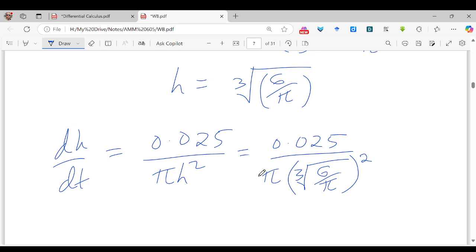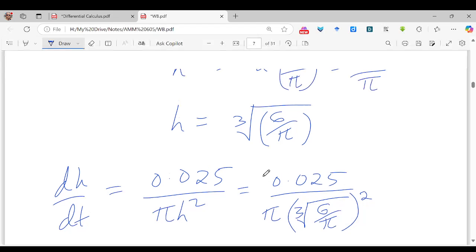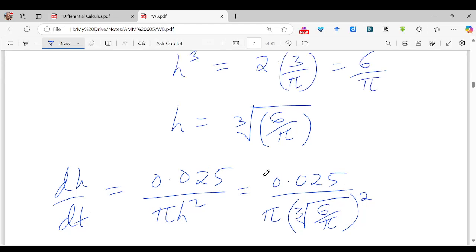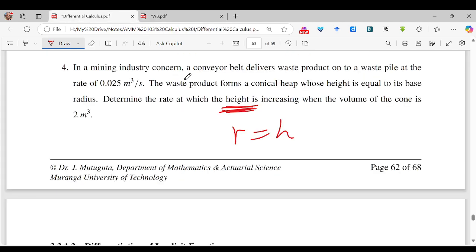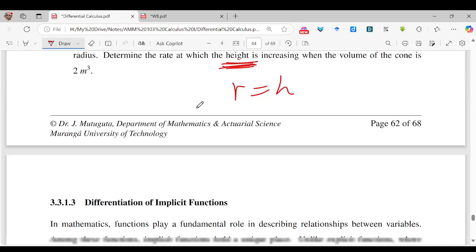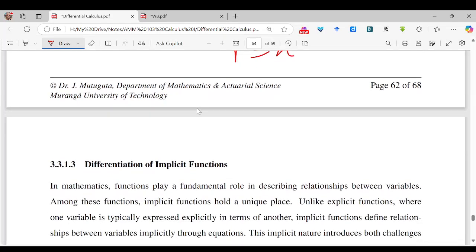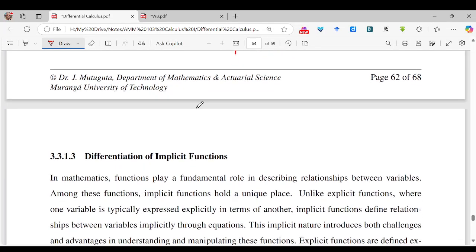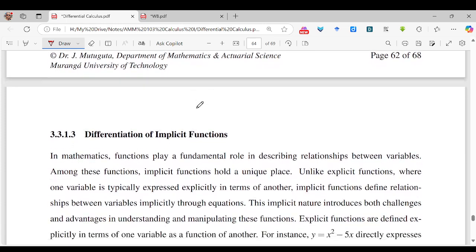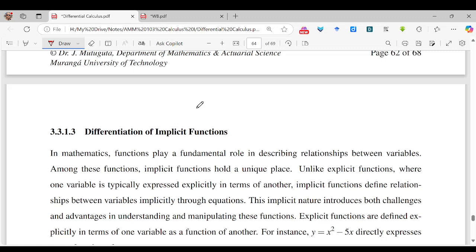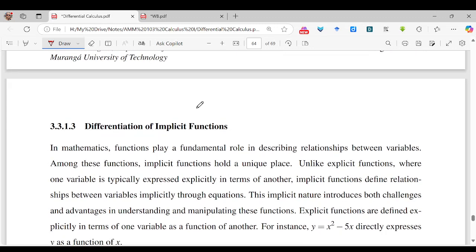So basically, these are the kind of problems we can easily solve using the idea of total derivatives. So in the next video, we're going to look at the application of total derivatives to find the derivative of an implicit function.